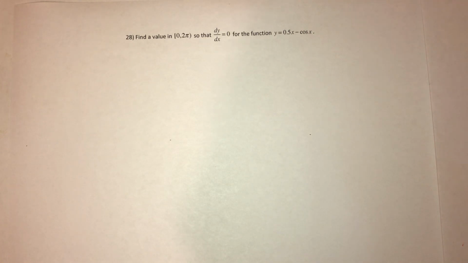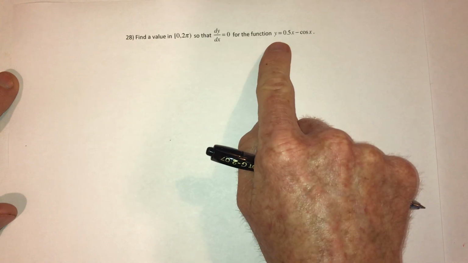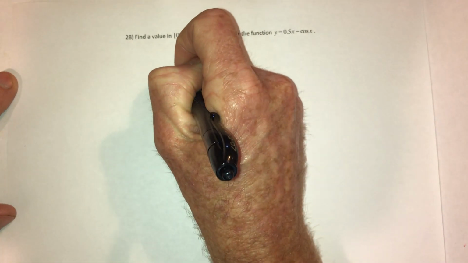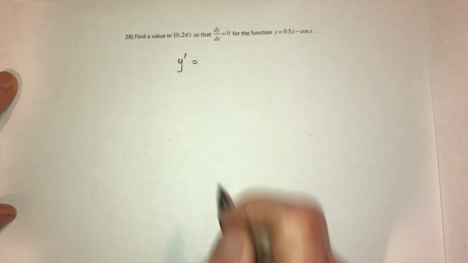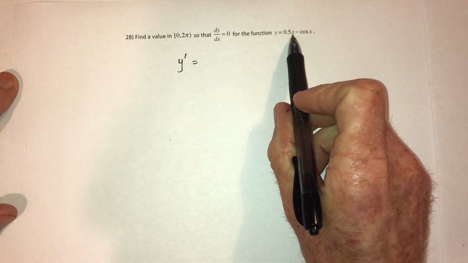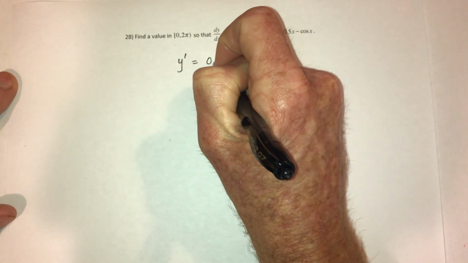Now we're going to find out where the derivative equals 0. So for this function, first of all, find the derivative. You could call it dy dx, or for shorthand, you could call it y prime. The derivative of x is 1, so the derivative here is going to be 1 times a 0.5.